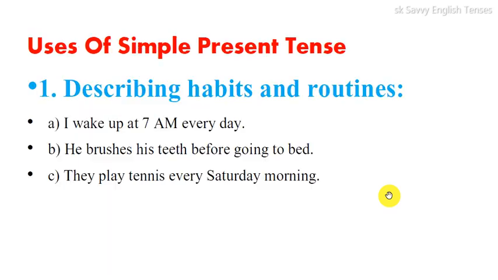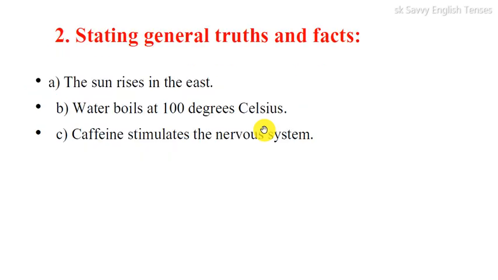Okay, describing habits and routines. For example, I wake up at 7 a.m. every day. He brushes his teeth before going to bed. They play tennis every Saturday morning. Okay, stating general truths and facts. For example, the sun rises in the east. Water boils at 100 degrees Celsius. Caffeine stimulates the nervous system.